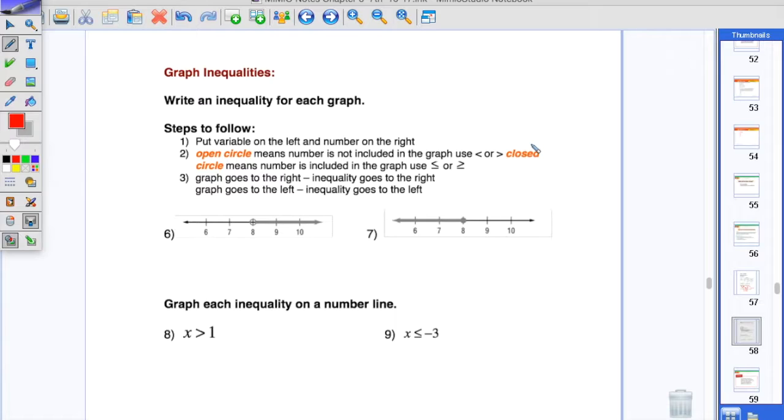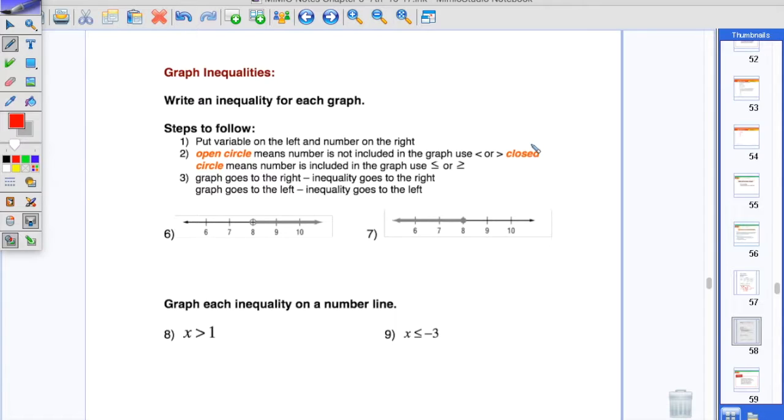The next part is graphing inequalities. It says write an inequality for each graph. The steps to follow: you're going to put a variable on the left side and the number on the right. An open circle means the number is not included in the graph, so you're going to use your less than or greater than symbol. A closed circle means that the number is included in the graph, so you use your less than or equal to or greater than or equal to. If the graph goes to the right, the inequality points to the right. If the graph goes to the left, the inequality points to the left.